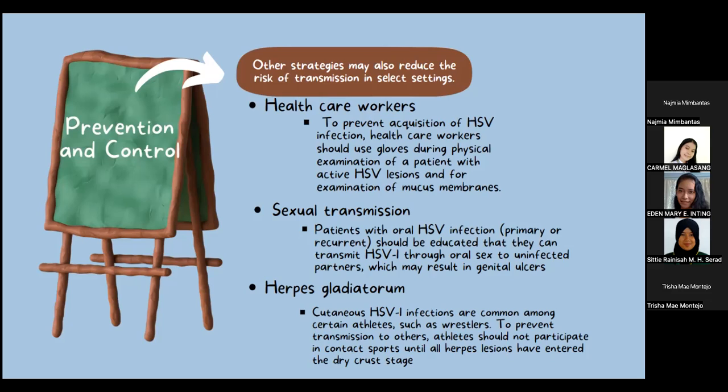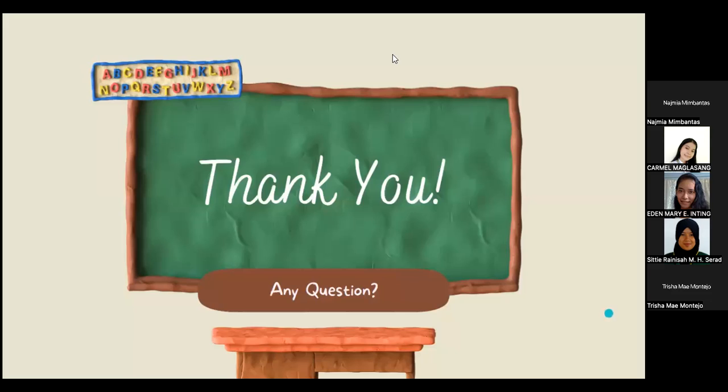Third is herpes gladiatorum. Cutaneous HSV1 infections are common among certain athletes, such as wrestlers. To prevent transmission to others, athletes should not participate in contact sports until all herpes lesions have entered the dry crust stage. Next. So thank you for listening.